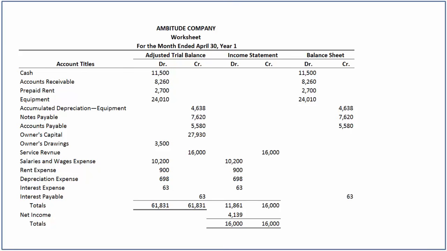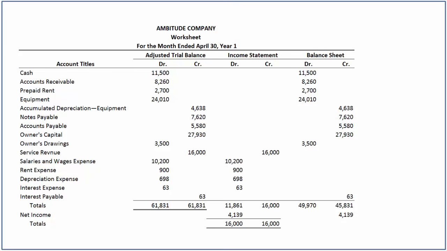Under owner's equity, we have owner's capital of $27,930 and owner's drawings of $3,500. Note that owner's drawings is a contra-equity account and has a normal debit balance. It reduces the balance of owner's equity. The total of the debit column in the balance sheet is $49,970. The total of the credit column, excluding net income, is $45,831. To this, we add the net income of $4,139, which increases owner's equity.